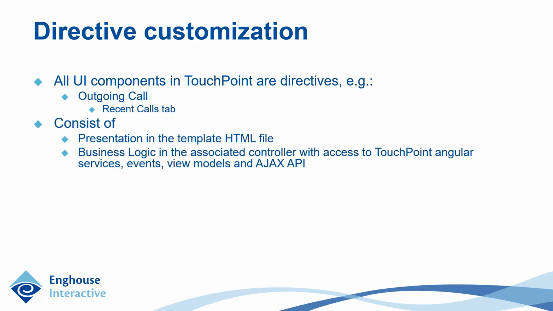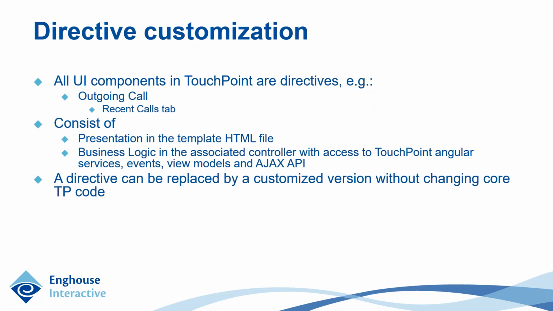And what a directive actually is defined as is a template HTML file that defines the presentation of the directive. So the buttons, the labels, etc. Those will be defined in the HTML file, and then the business logic is defined in a JavaScript file that's written in Angular, essentially. So where we saw in our simple demo CRM code, that's a directive which had a template HTML file, and you have the associated controller in the JavaScript file, which then has access to all the Touchpoint Angular services, events, and the Ajax API.